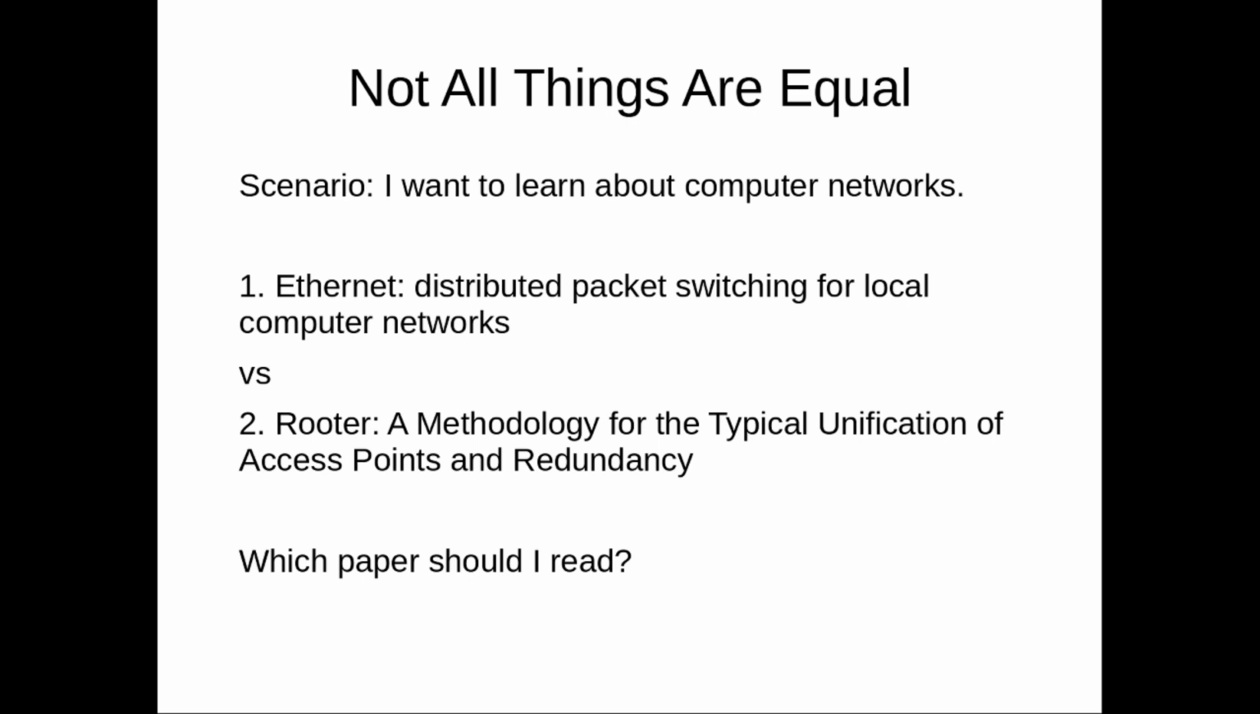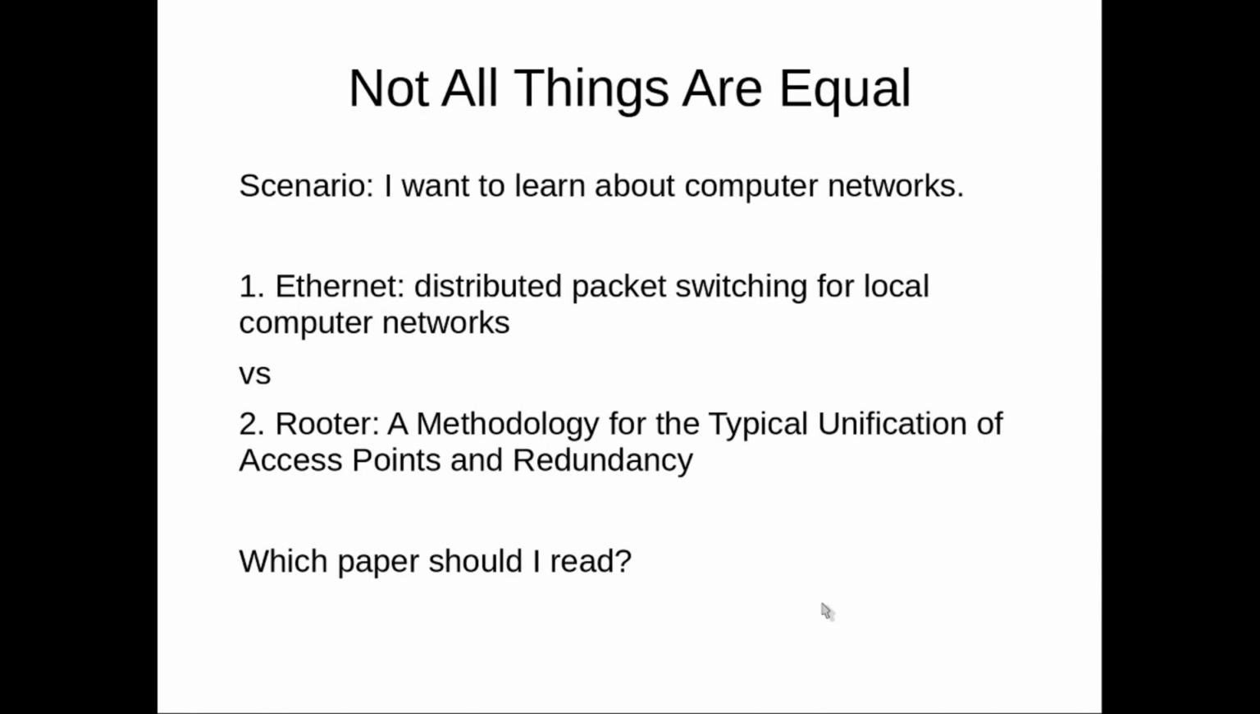The second one, Router, is actually a fake paper generated by this program called SciGen. This was created by 3 MIT computer science students. They submitted this paper to a real conference, and surprisingly, it was actually accepted. So this caused a lot of controversy. People talking about the validity of this conference, but also how do we tell a fake paper from a real one? So what I think this really highlights is the fact that not all things are created equal.